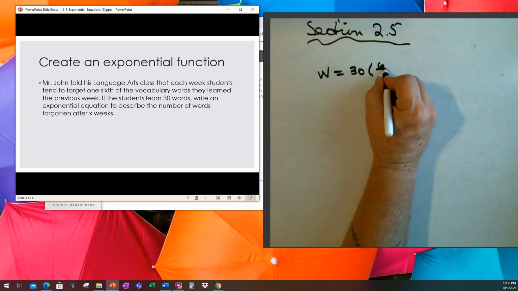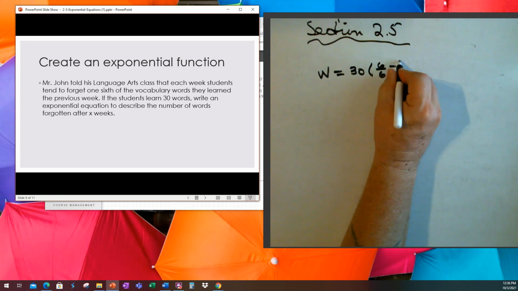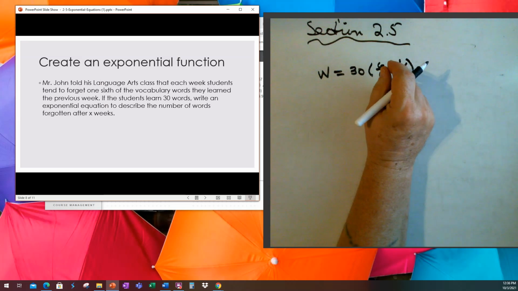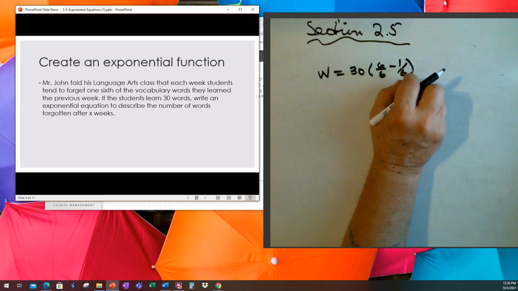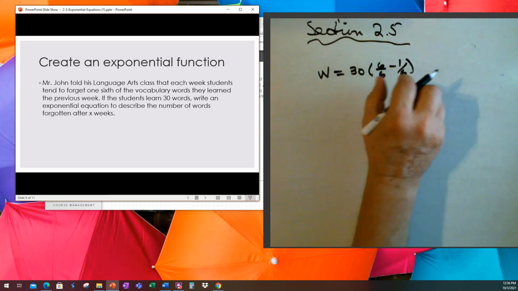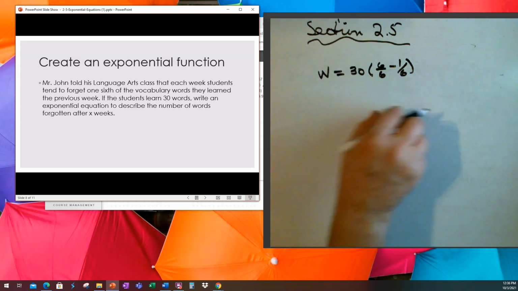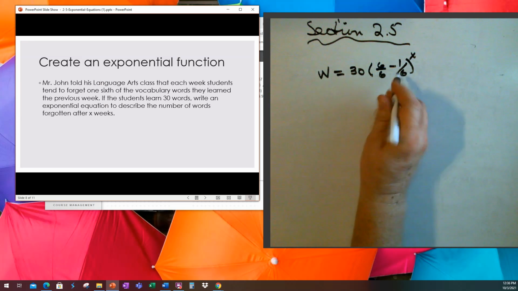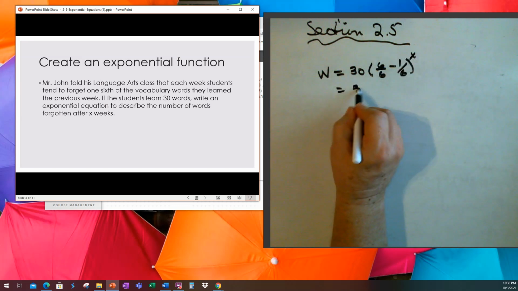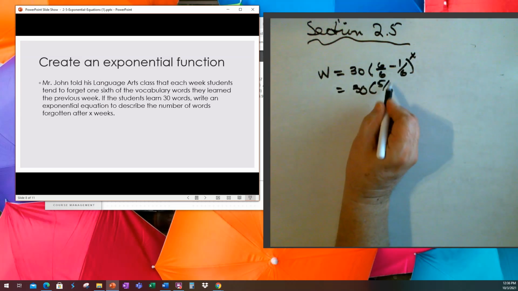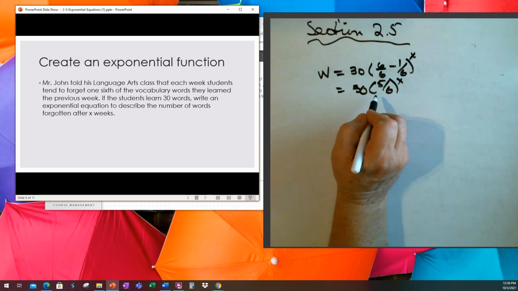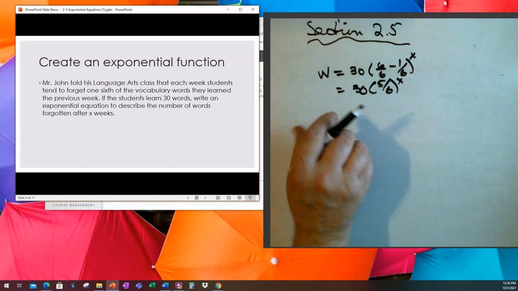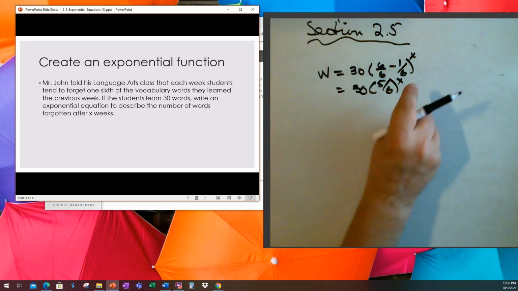So 6/6 minus 1/6. So this is the 1 minus the 1/6. So they would have 5/6 left for each week. They have forgotten 1/6. They know they're maintaining 5/6 of the previous ones.